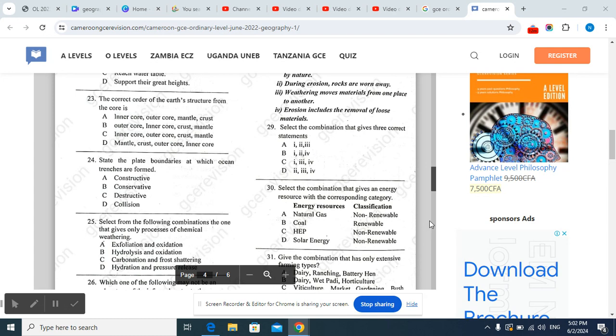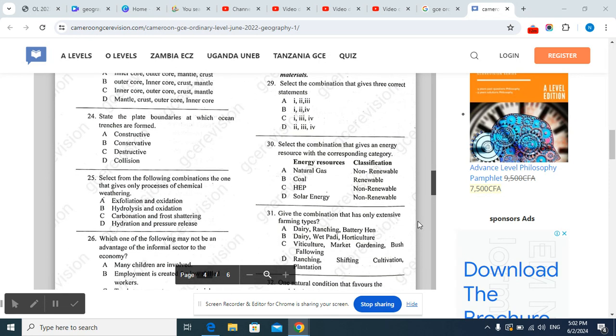Question 25. Select from the following combinations the one that gives only processes of chemical weathering. The answer is B.